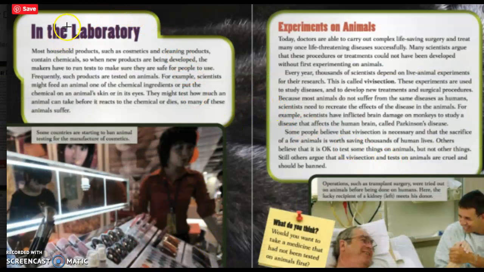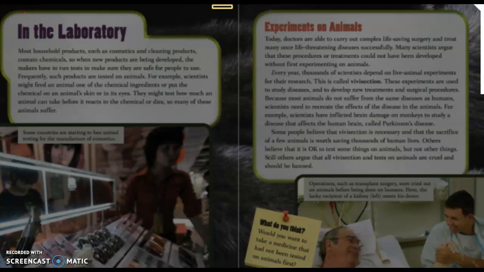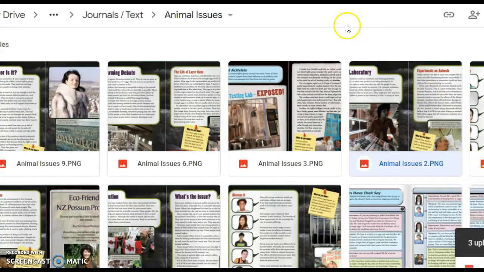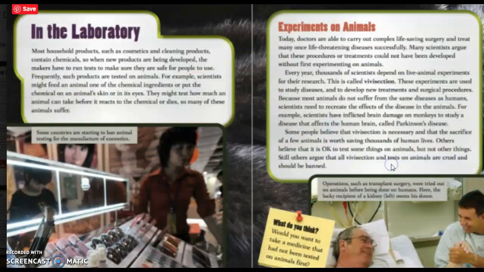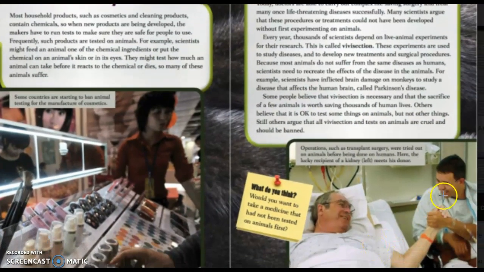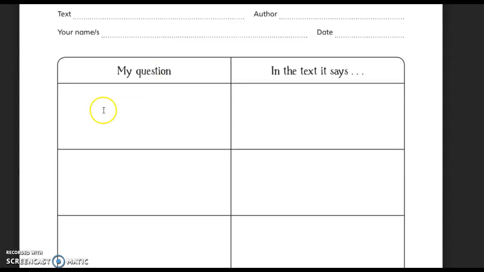So this one's got something about in the laboratory, experiments on animals. My goodness, I'm having troubles tonight. Well, there's a couple of guys down here in hospital gowns. This is getting more interesting. So then I would go back before I start reading to my double entry journal, write down the questions I might have. Why are those guys in gowns? What are they experimenting on animals for? Then I read the text to find the answers. And you go on through the whole book doing this.